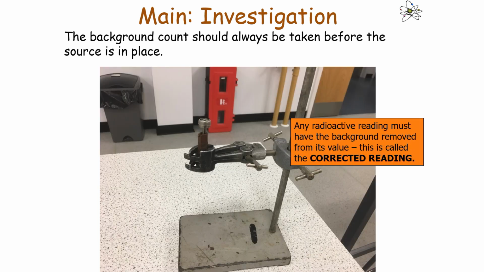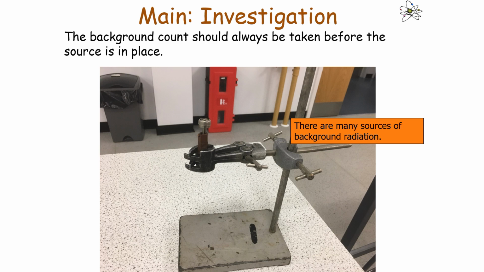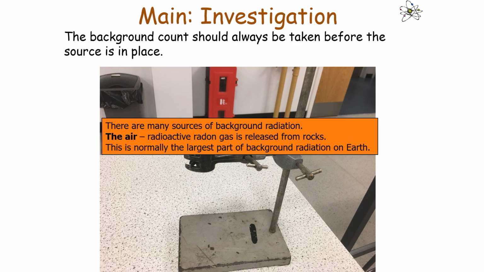Now, before you take any measurement, you should always measure the background count. Any radioactive reading must have the background removed from its value, which we call the corrected reading. So that's just the amount of radioactive emissions in the background of the actual area you are in. There are many different sources of background radiation. These include the air, because radioactive radon gas is released from rocks, which is normally the largest part of background radiation on the Earth.